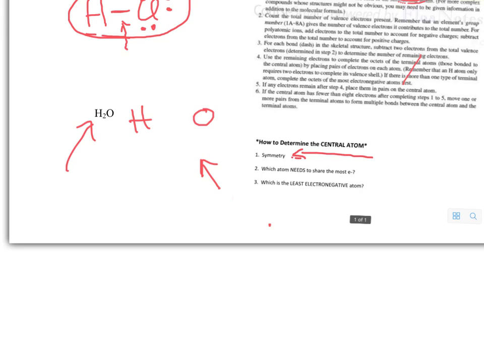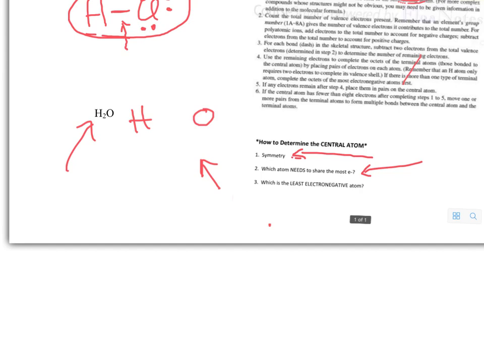Now, if that doesn't work, and we'll see this happen in just a little bit, then you ask yourself, which one of the atoms in the molecule needs to share the most? Not who has the most valence electrons, but who needs to share the most. With oxygen, he has 6 valence electrons, he's in group 6. So he's 2 electrons away; 8 minus 6 is 2. If you look in the periodic table, you count over 2 blocks from oxygen to neon. He needs to gain 2 electrons.